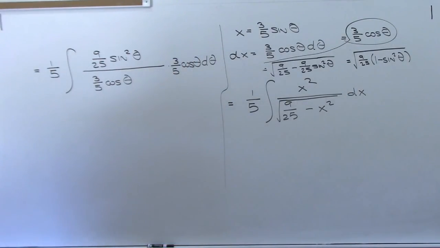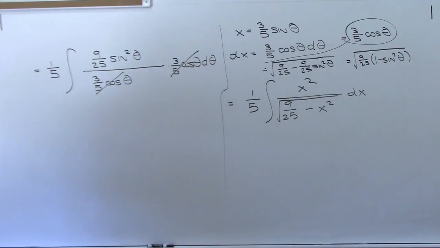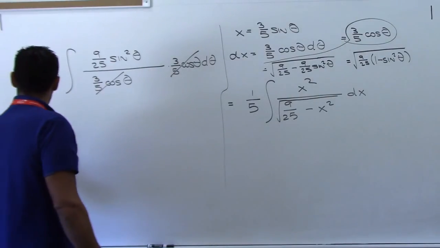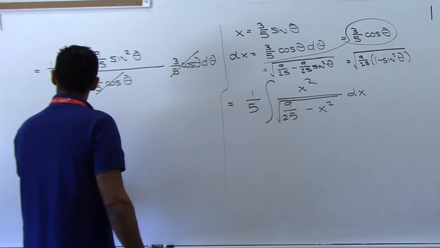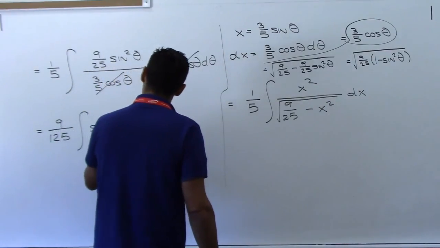That seems too nice. I got 9/125ths integral sine squared theta d theta.